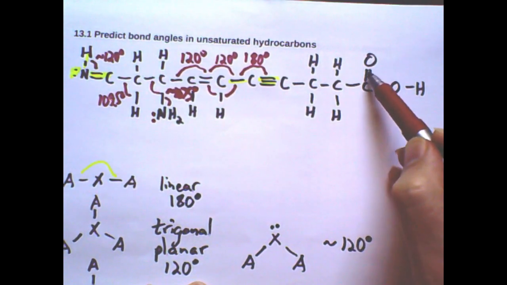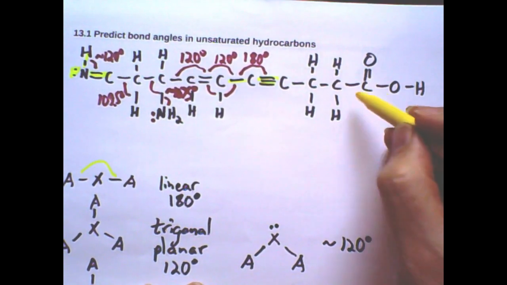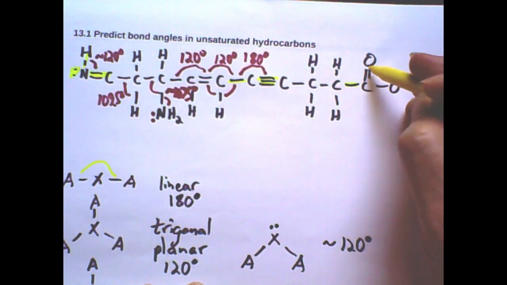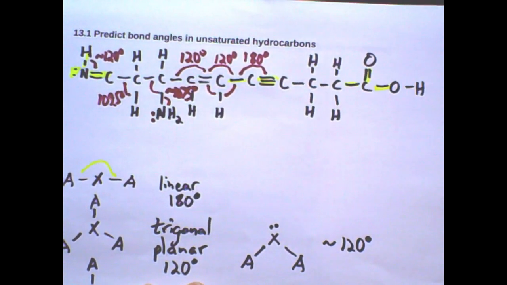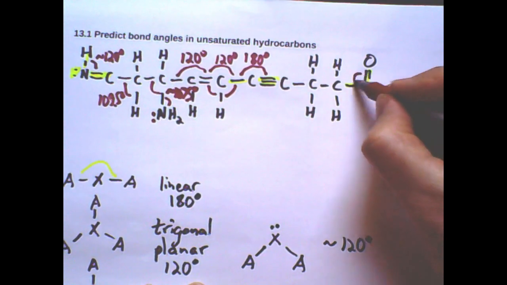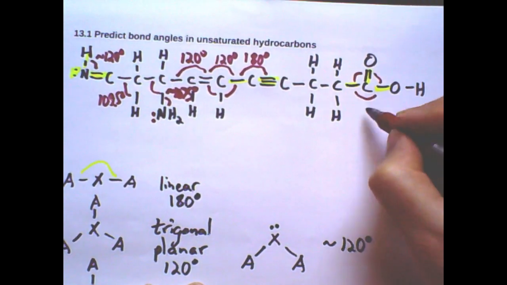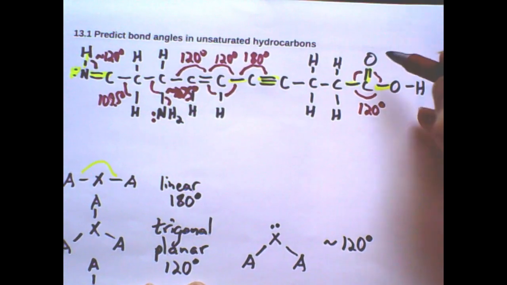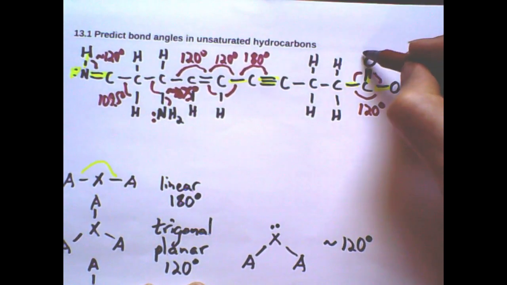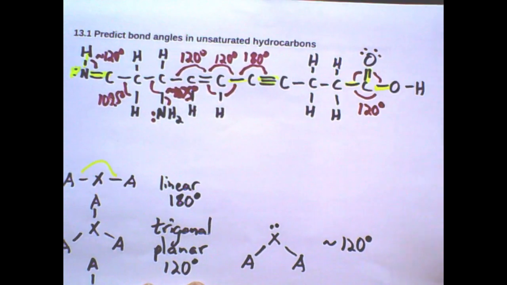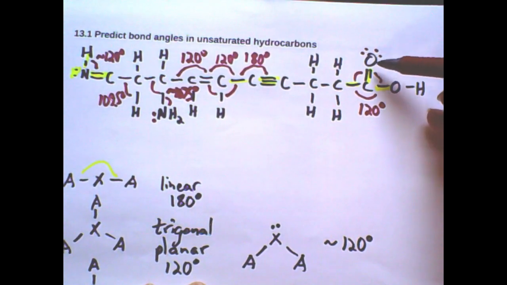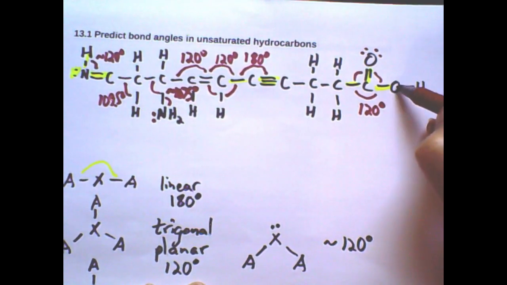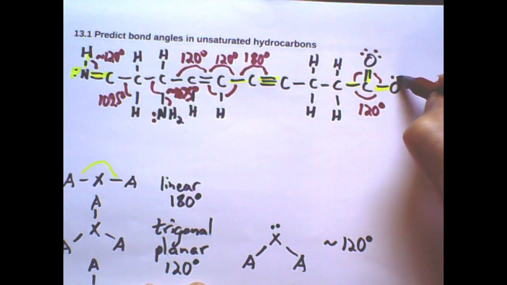Here we've got 1, 2, 3 electrons in 3 places. That means any of these angles are all 120 degrees. This oxygen, we've left out the lone pairs, but it's not a central atom, so we don't need to worry about its shape. Let's go to this oxygen.